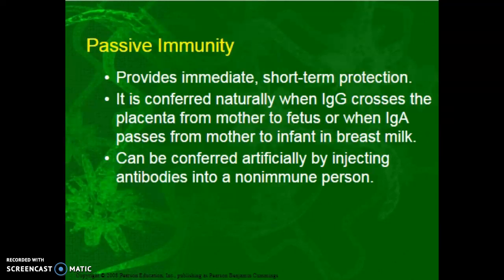So passive immunity is going to provide immediate short-term protection, conferred naturally when IgG crosses the placenta from mother to fetus, or when IgA passes from mother to infant in breast milk. It can also be conferred artificially. You can use an antibody injection into a non-immune person. You can transfer immunity that way, almost like an antibiotic. But again, it is conferred naturally. Passive immunity comes from mom in one of those two ways that I just mentioned.